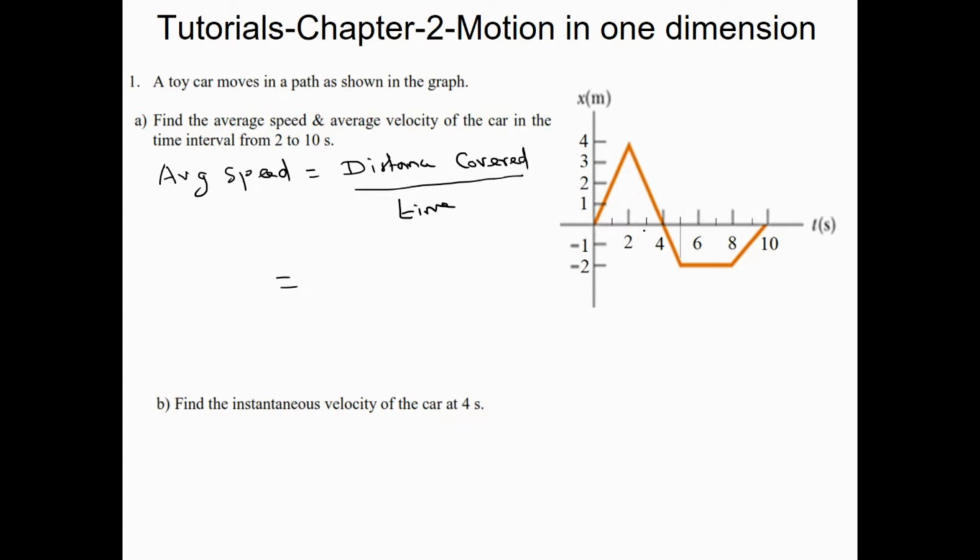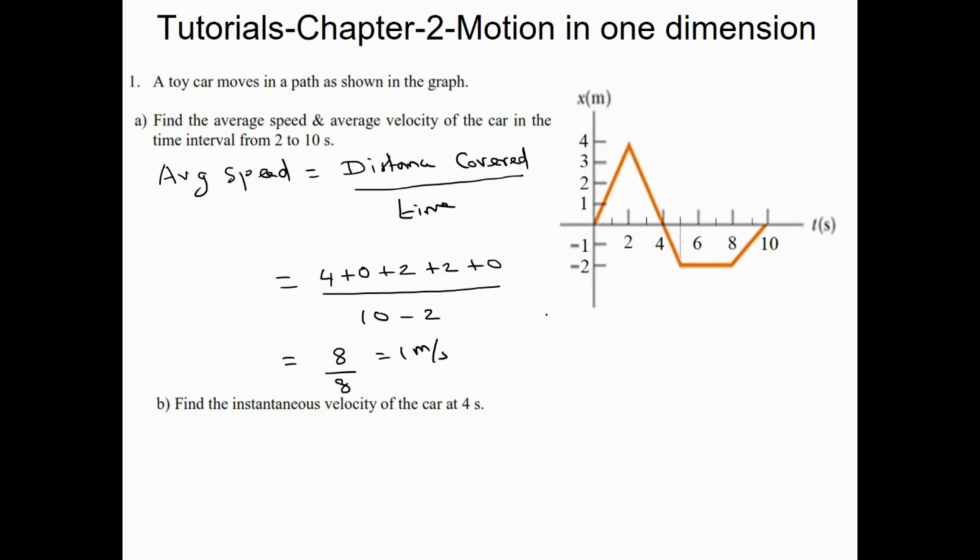So what I am going to do is add all the distance values for the corresponding times. For 2 seconds, the distance is 4. For 4 seconds, the distance is 0. For 6 seconds, the distance is 2. For 8 seconds, the distance is 2. And for 10 seconds, the distance is 0. Divided by the total time, which is 10 minus 2. If you calculate 4 plus 2 plus 2, it gives you 8, and in the denominator you also have 10 minus 2, which is 8. The answer is 1 meter per second. This is the answer for average speed.